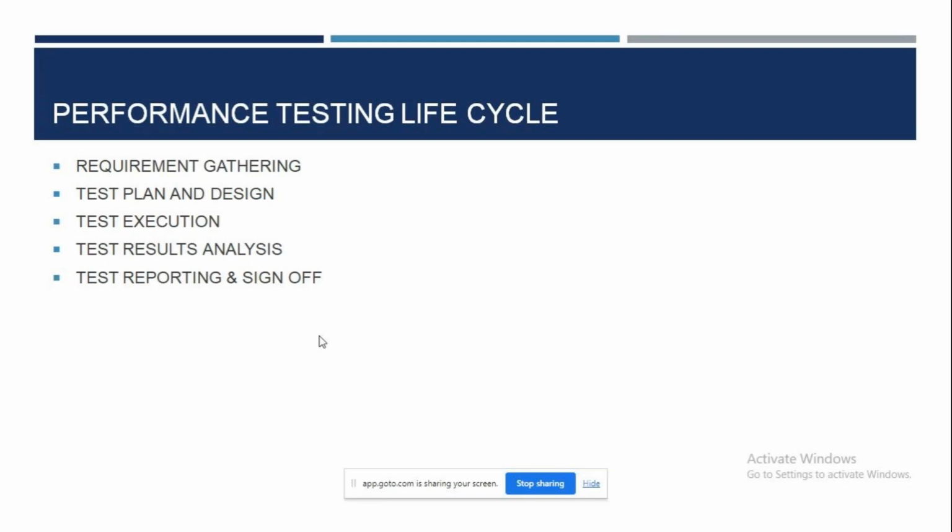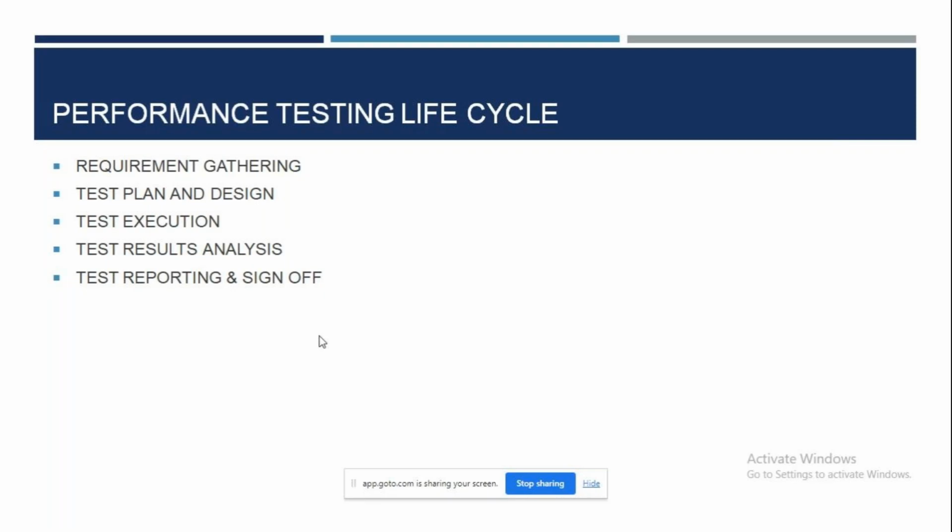Then the second phase is test plan and design. Next one, test execution. Then test results analysis. And then test reporting and sign off. These are the five major phases in performance testing. Requirement gathering, as the name suggests, what will we do? We'll gather the requirements. Is it only requirements, or are there other activities which we will do? We'll see in the further slides.